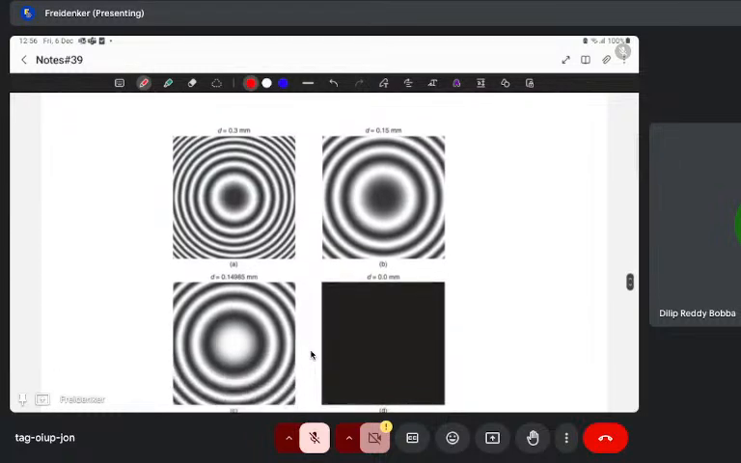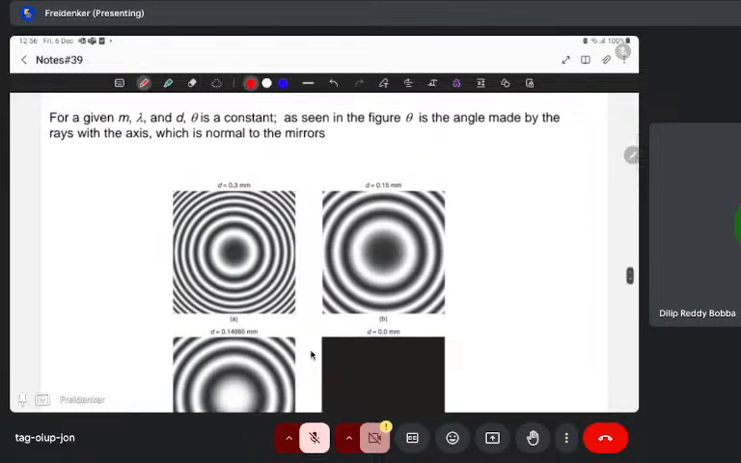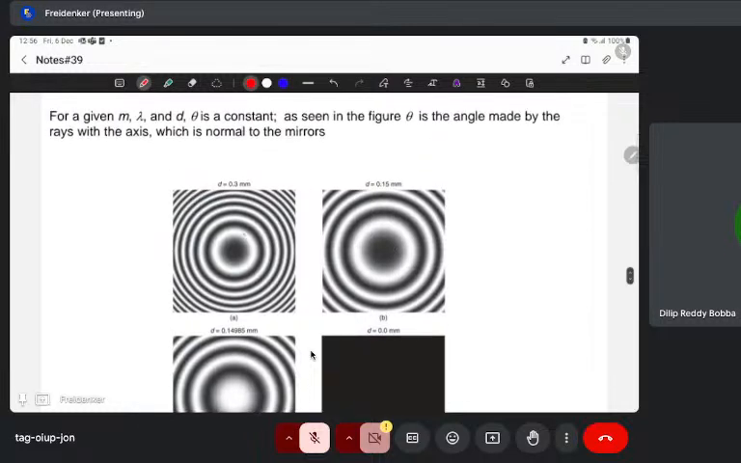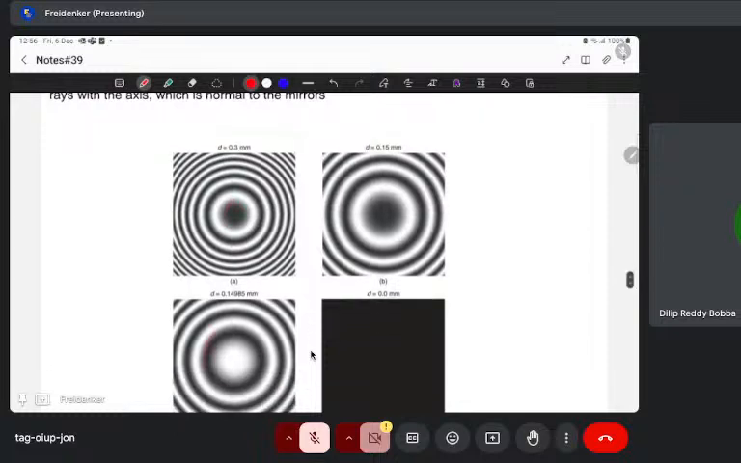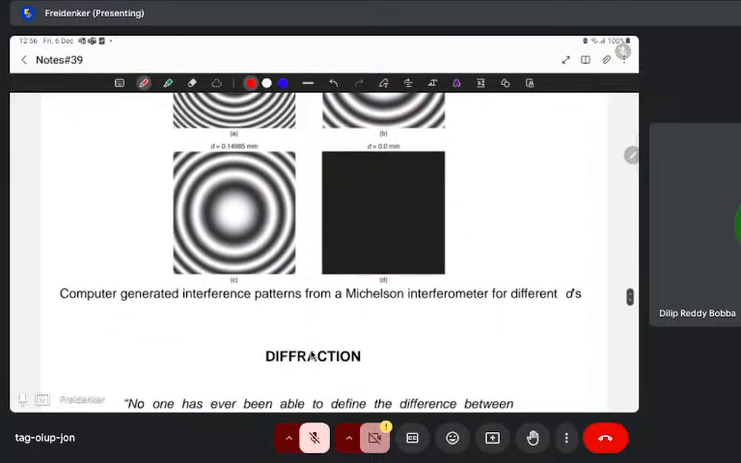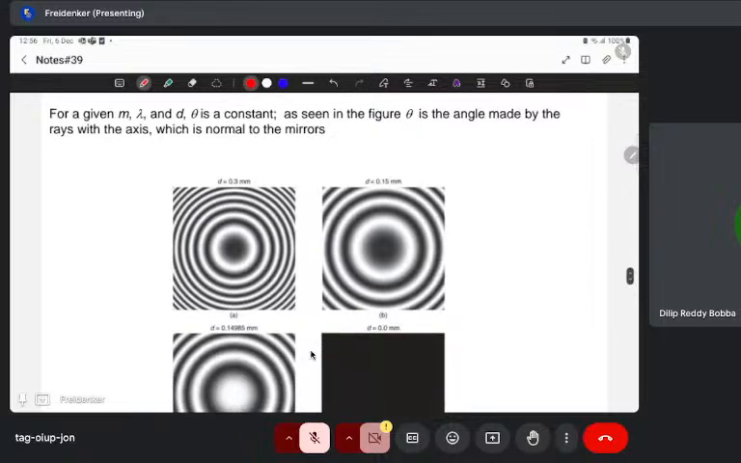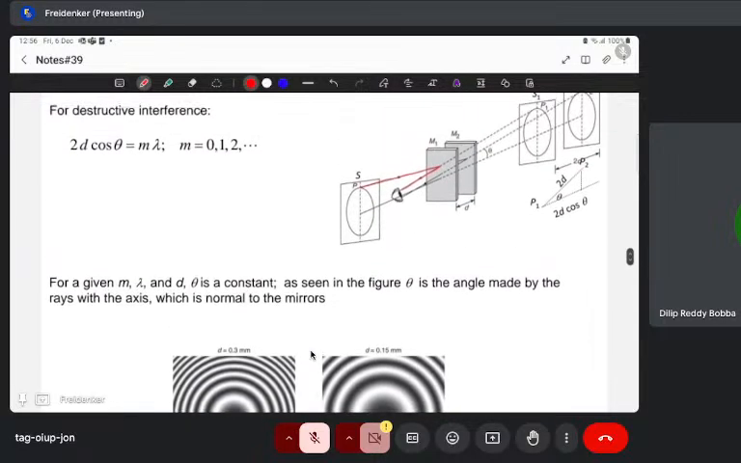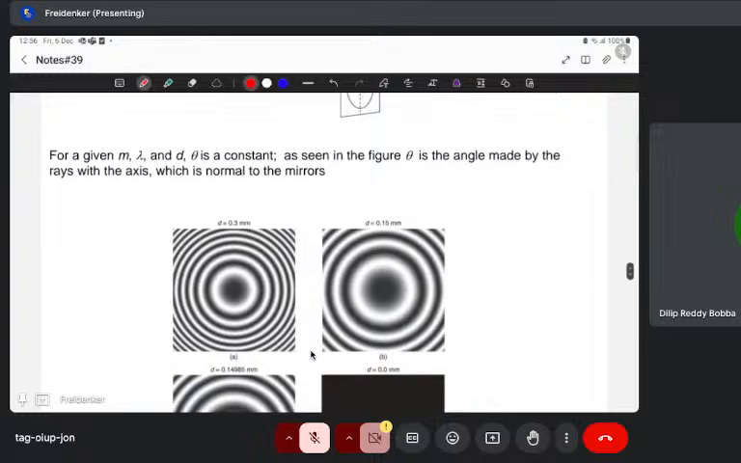So sometimes you have a dark fringe. Do we still call them fringes? So minimum sometimes in the center, maximum also sometimes there, and suddenly you have nothing. Why do we have nothing? D. If D is 0, okay, fine.